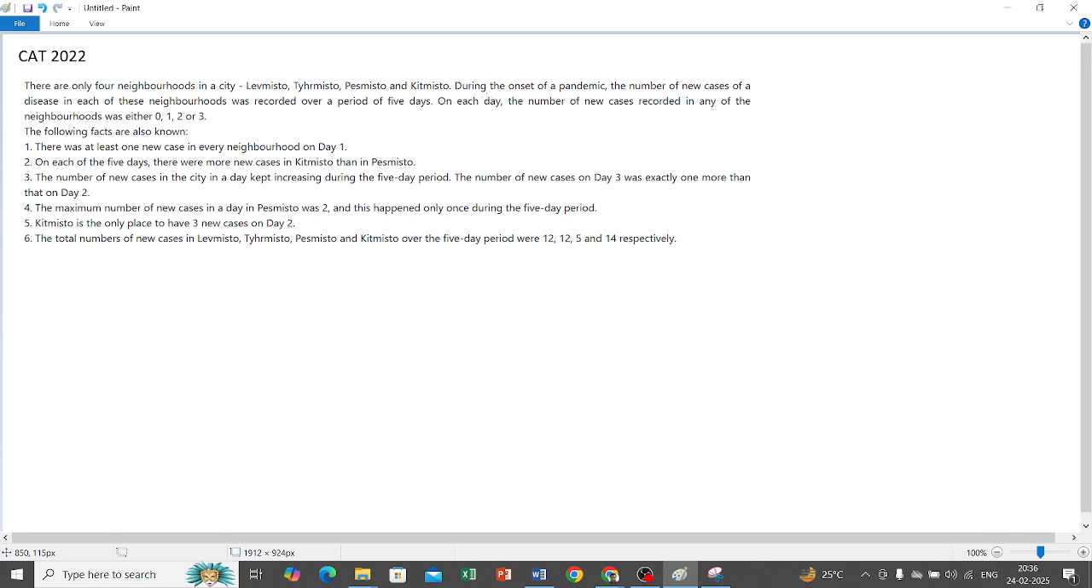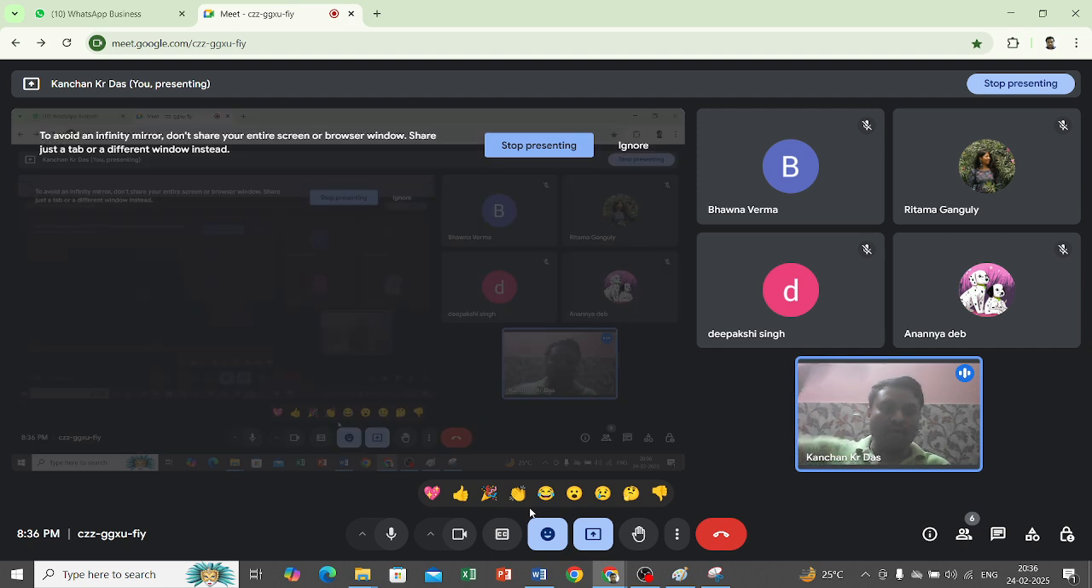during the onset of a pandemic, the number of new cases of a disease in each of these neighborhoods was recorded over a period of 5 days. Okay, so what does that mean? That means over a period of 5 days, every single day it was recorded how many new cases have occurred.